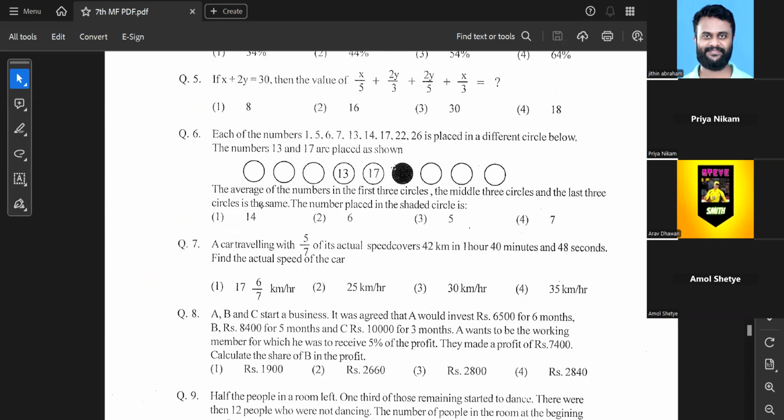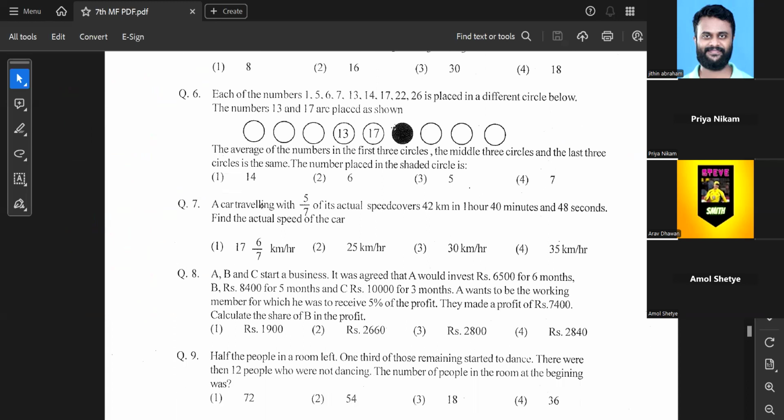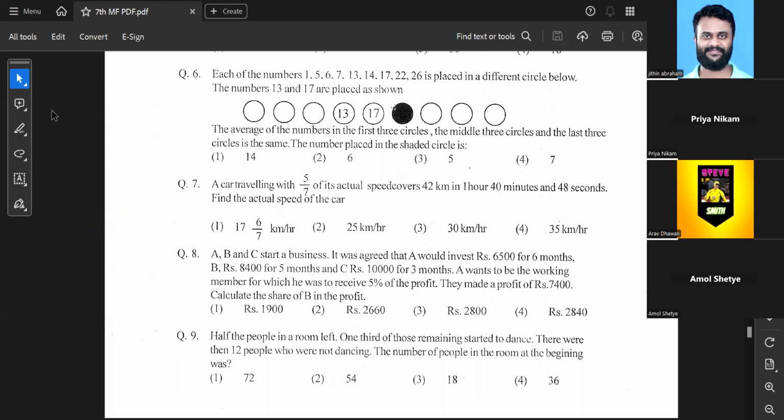Proceeding further, sixth one. Each of the numbers 1, 5, 6, 7, 13, 14, 17, 22, 26 is placed in a different circle. You left the fifth one. I gave the fifth one as homework.